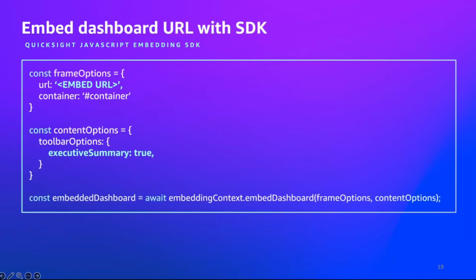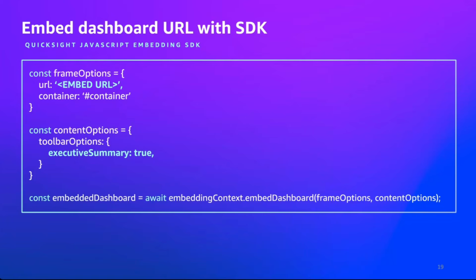But similarly, if you're embedding a dashboard using the SDK, you'll still call the SDK method and define the frame options and content options parameters. It's just as you can see at the bottom, instead of the embed console, we're now calling the embed dashboard method. And just like before, there are new Gen BI options under the toolbar options of the content options parameter. But similarly to the experience configuration of the API, with dashboards, there's only one option to set to true or false, which is the executive summaries.